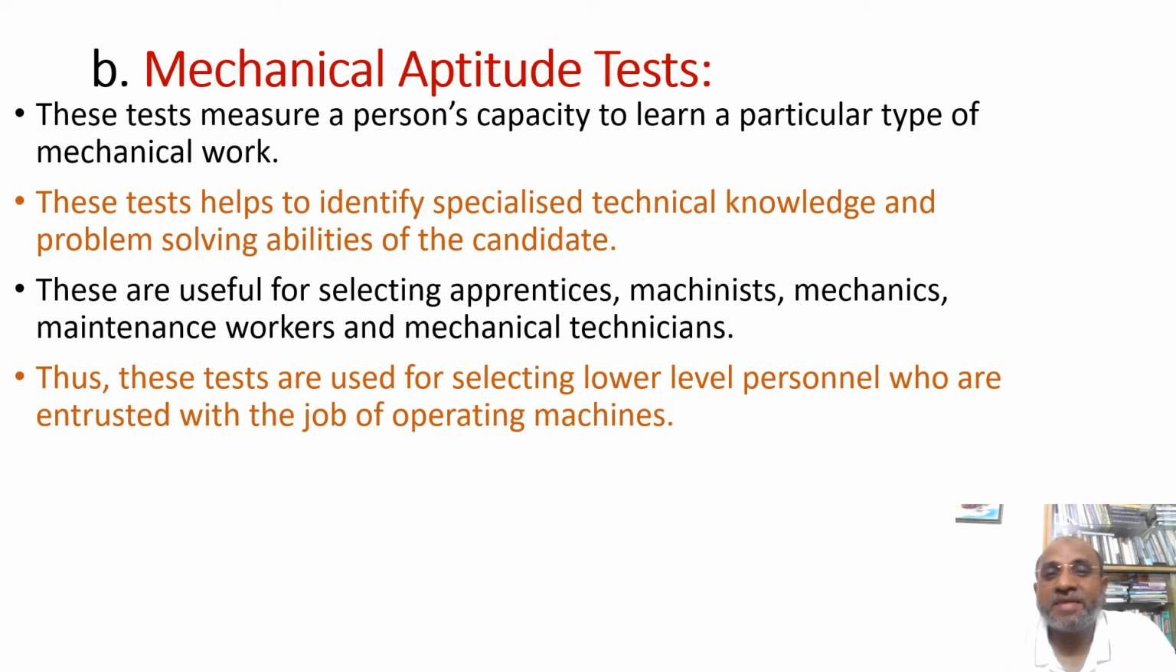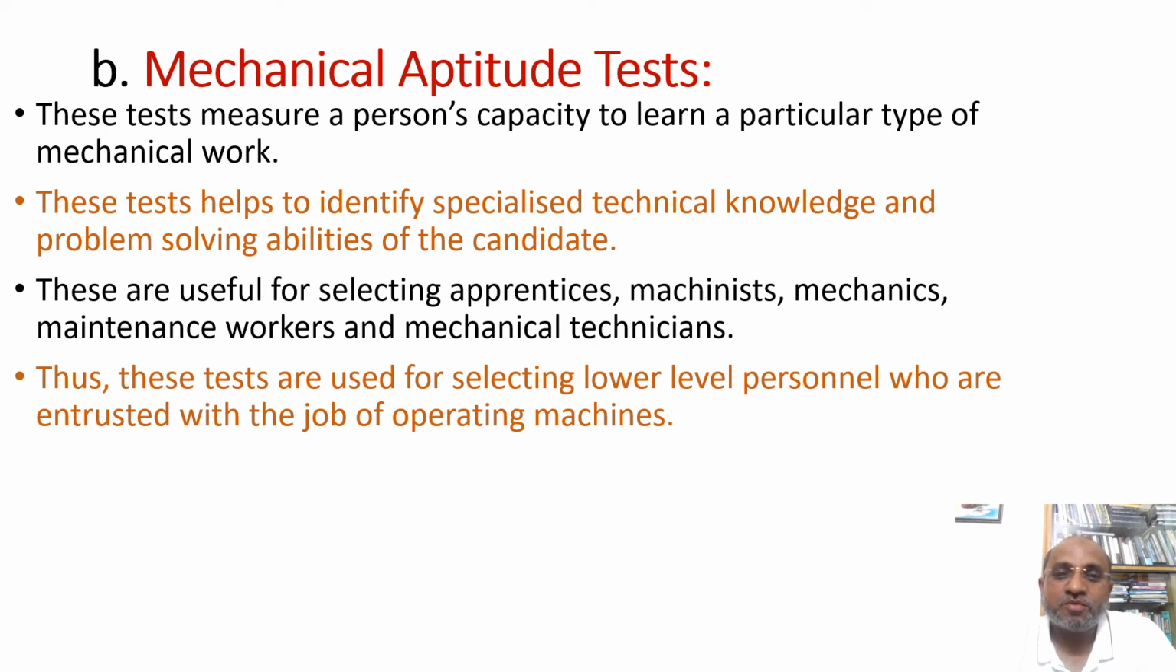Second is about the mechanical aptitude test. Now, this mechanical aptitude test need not be taken for all types of jobs. For example, a computer programmer or a software engineer doesn't require this mechanical aptitude test. Now, this is usually for the apprentices or machinists or mechanics or maintenance workers or mechanical technicians. So, for all these types of positions, we will be conducting mechanical aptitude test.